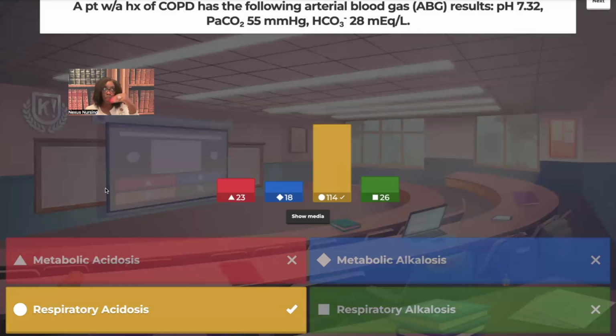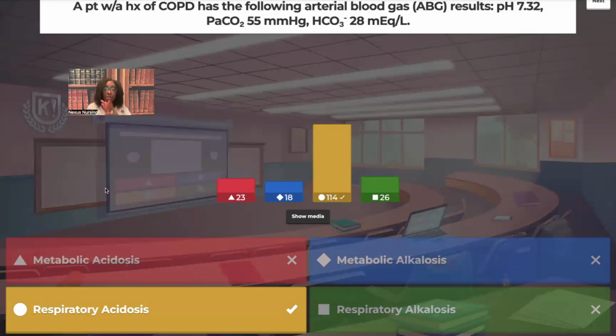Whenever you're introduced to numbers, the first thing you're always going to look at is the pH. The pH is going to give you so much information. Number one, the pH is going to tell you if you're acidic or alkalotic. And number two, the pH is going to tell you if you're fully compensated or not. Guess what? pH is supposed to be between 7.35 and 7.45. If the pH is within that range, you have full compensation. If it's not, but one of the other ones is out of range, you have partial compensation.